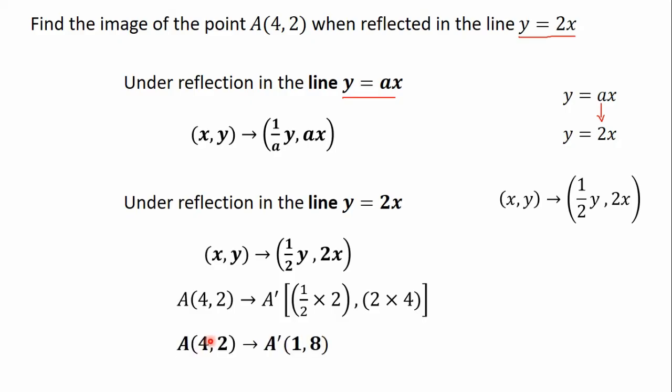So the point A (4, 2) will give us A prime, which is the image of A. 1 divided by 2 times 2 is 1. So the x coordinate of A prime will be 1. 2 times 4 is 8. So the y coordinate of A prime will be 8. So the point A with coordinates (4, 2) is giving us the image A prime with coordinates (1, 8).